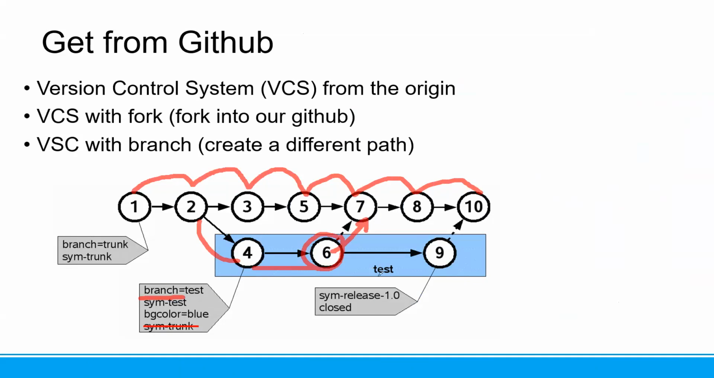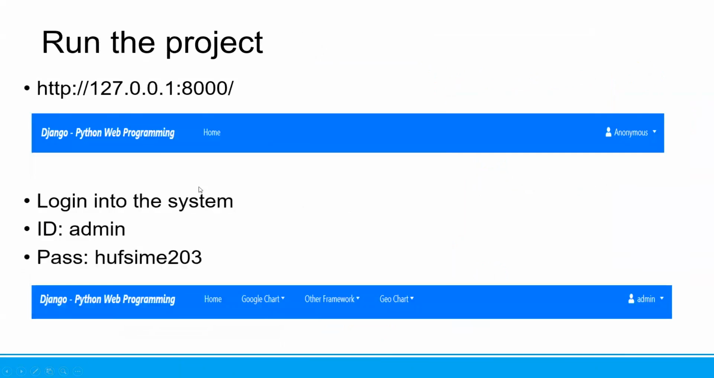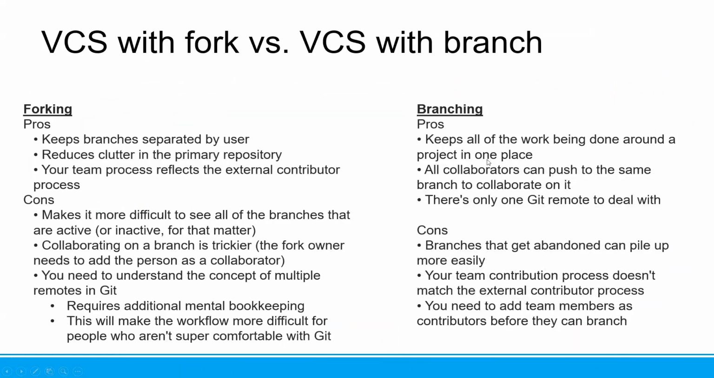Then you can also do this. Maybe after you do some tests on this one, I will need to make a new release before we put it into the platform. So all collaborators can push to the same branch to collaborate with it. And there's only one Git remote to deal with, so you will not be confused. However, the cons: branches that get abandoned can pile up more easily. And your team contribution process does not match the external contributor process.